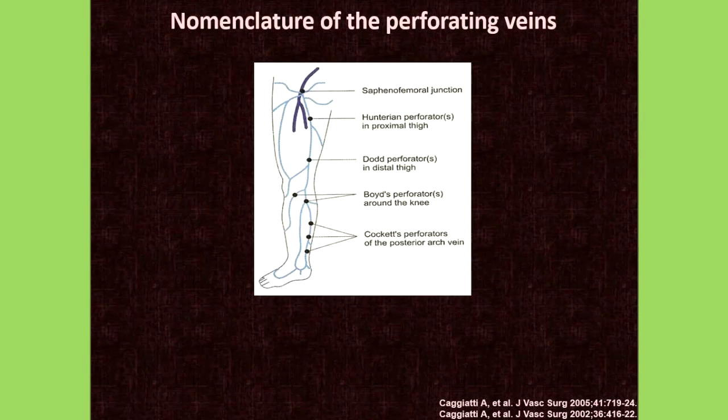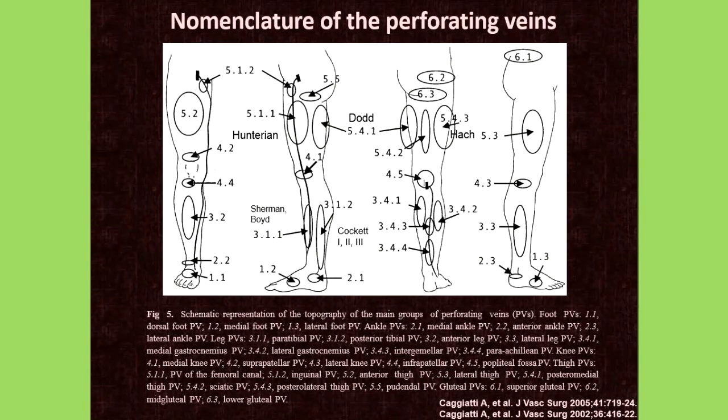So, to repeat, the Hunterian, Dodd, Boyd, Sherman, Cockett, all of those names are going to be changed. I'll show you an image that fixes these. And this is kind of complicated, but if you'll just bear with me, I'll show you what's changed. So the Sherman and Boyd perforator, that's gone. Now it becomes the paratibial perforator veins.